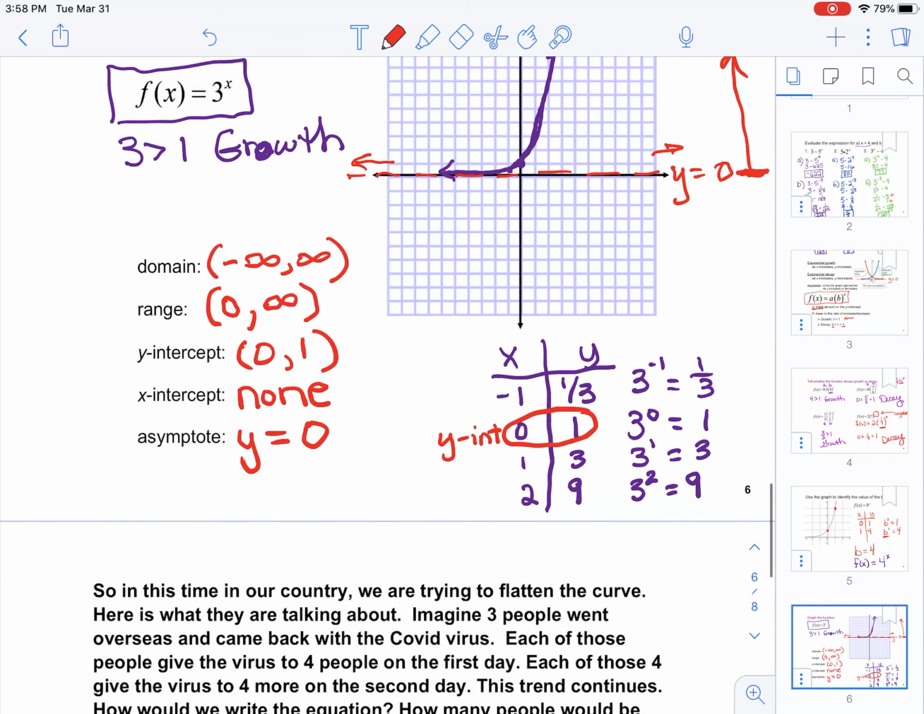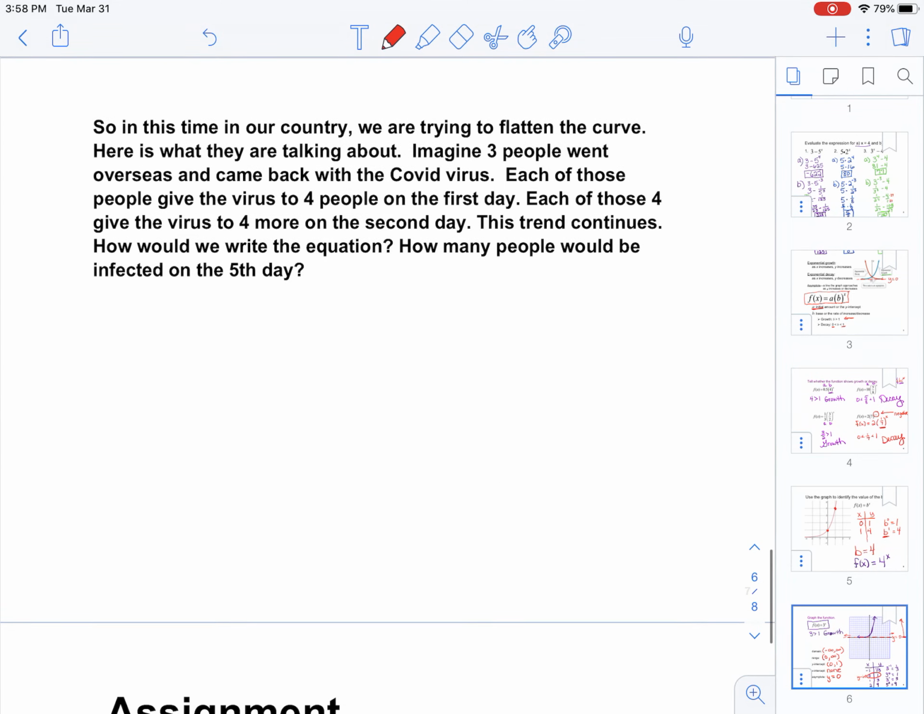And here comes our last problem. And this one kind of relates to what we're going through. So in this time in our country, we're trying to flatten that curve. So what does that really mean? So I made up a problem. Imagine 3 people went overseas and came back with the COVID virus. Each of those people give the virus to 4 people on the first day. Each of those 4 people give it to 4 more people on the second day, and this trend continues. How would we write the equation?